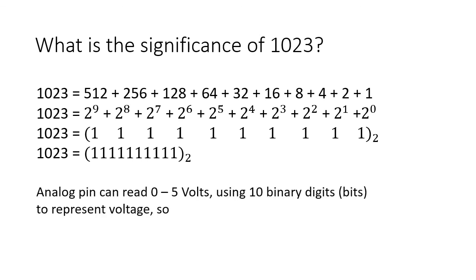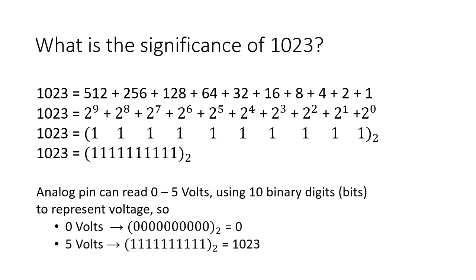So what we're doing here is we're using an analog pin to read some voltage between 0 and 5 volts, and we're using 10 binary digits to do it. There's a place, a register, where this value is stored, and it has 10 binary digits or bits. 0 volts corresponds to every single one of those 10 bits set to 0, and 5 volts corresponds to every one of the bits set to 1. So that means that 0 to 5 volts is represented by a string of 10 binary digits that are a combination of 1s and 0s.